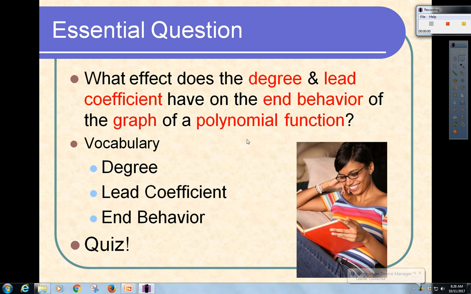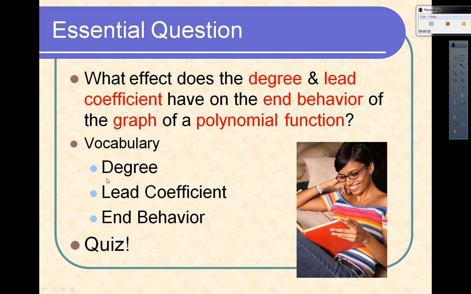Alright guys, today's essential question is, what effect does the degree and lead coefficient have on the end behavior of the graph of a polynomial function? Let's start off with what exactly a polynomial function is.